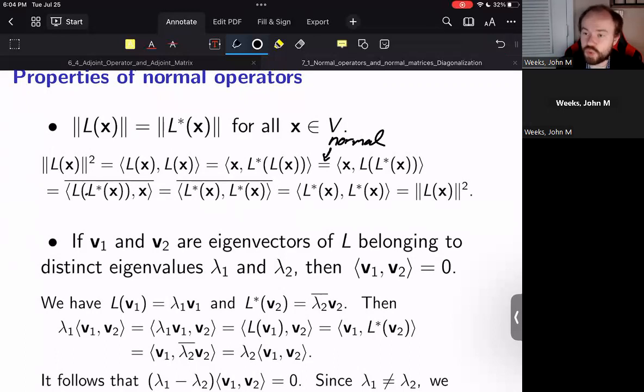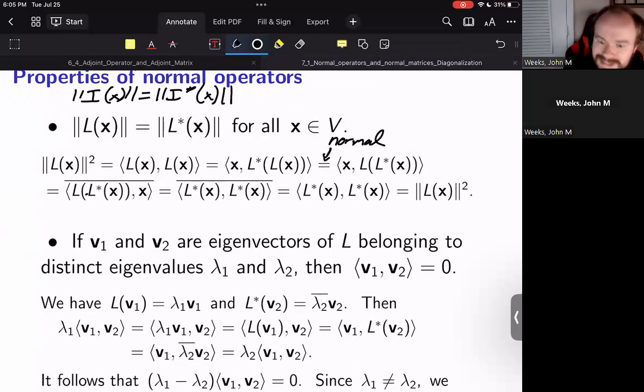Now, in general, this is true for not just L, but the identity matrix as well. The identity matrix, of course, is just going to give us Ix. The norm of this is the same as the norm of I star of x. And the reason for this is that the adjoint of the identity operator, we saw from our previous video, is itself. It is just its own adjoint. The identity is an example of a self-adjoint operator. So what that means is this.